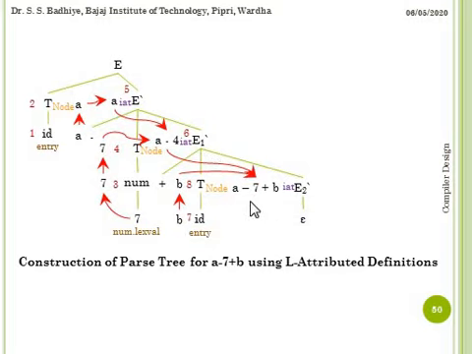Right, now we see that E2 dash has no expansion, right? So what we do is simply apply the rule E dash derives to epsilon. Here we have simply copied the inherited attribute of E2 dash to the synthesized attribute of E2 dash at node 9. So we get E2 dash synthesized equal to a copy of E2 dash inherited, that is a minus 7 plus b.